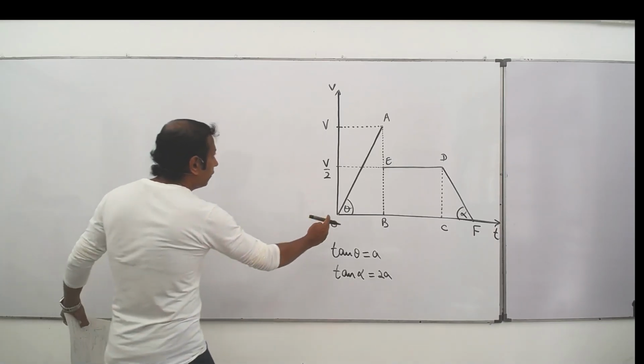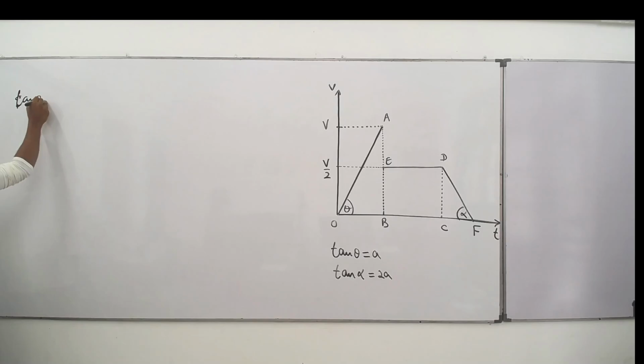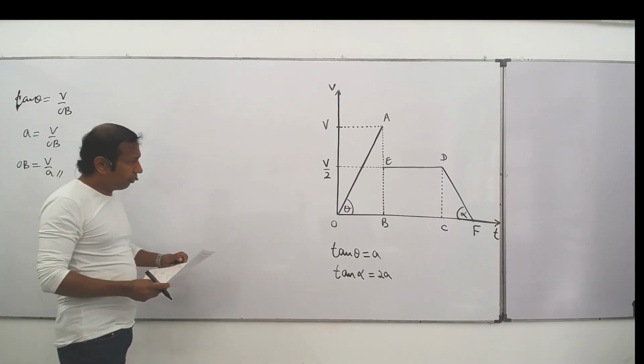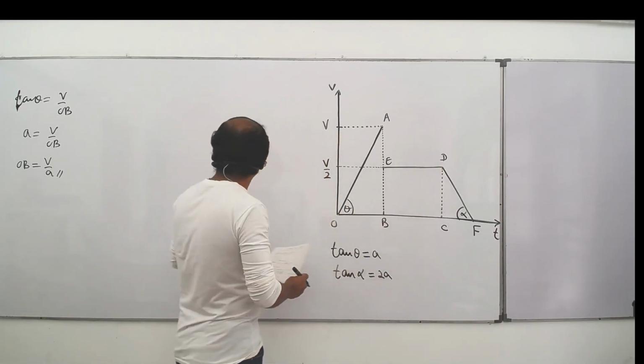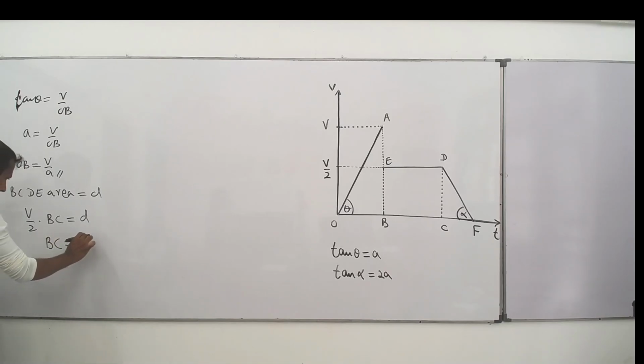Tan theta you can write as opposite by adjacent: v by OB. Tan theta is really a, so v over OB is a, and the time OB you can write as v upon a. Also the BCDE area is simply d, given. The BCDE area you can write as v by 2 into BC. So v by 2 times BC is equal to d, then BC equals 2d upon v.